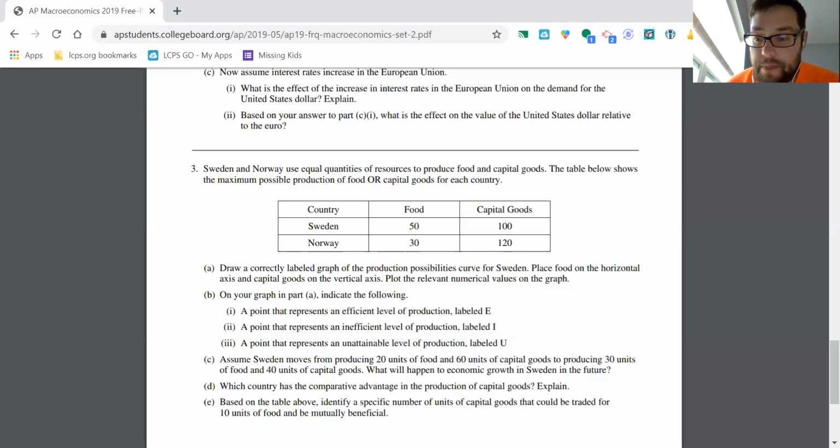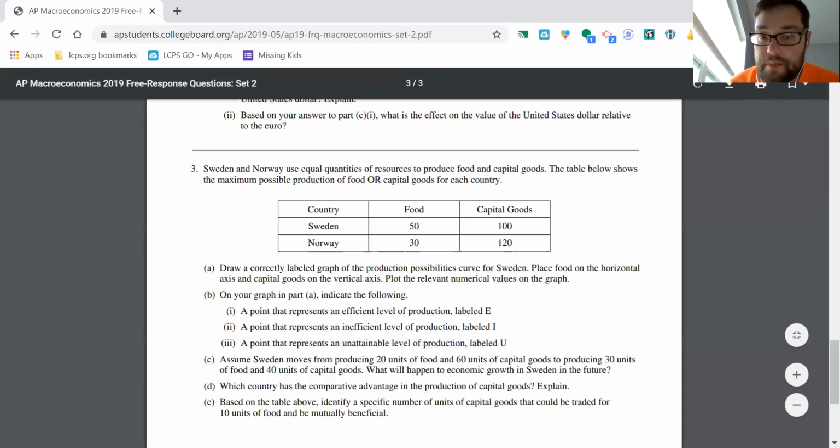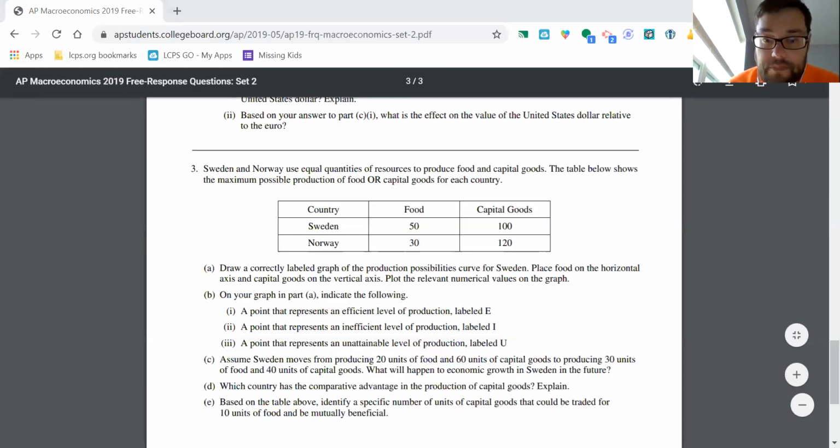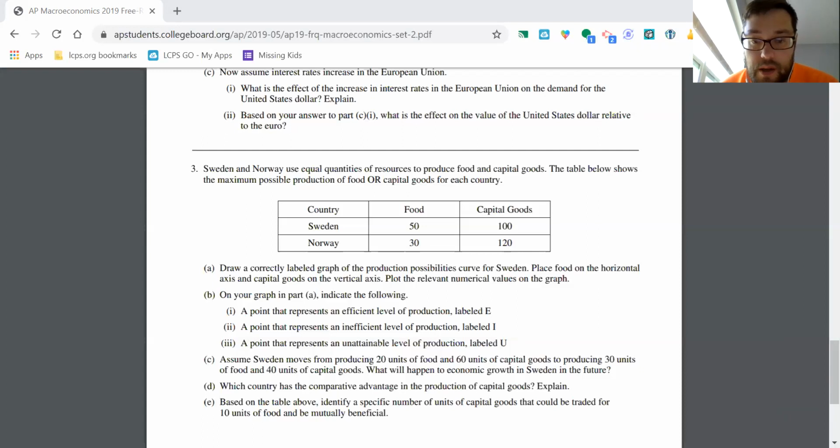All right, well, so what we notice here, we went from producing 60 units of capital goods to producing 40 units of capital goods. All right, so that's what you really need to focus on in answering this question.